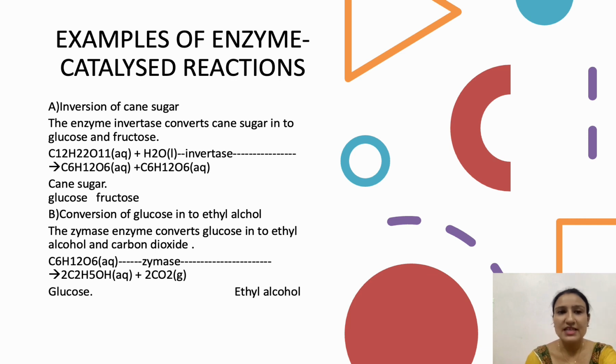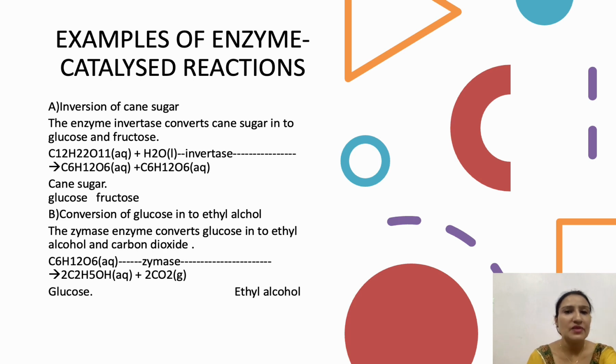Examples of enzyme catalyzed reactions. First example is inversion of cane sugar. As you see in the picture, in the reaction, the enzyme invertase converts cane sugar into glucose and fructose. The enzyme is invertase. Second reaction is conversion of glucose into ethyl alcohol. Here, the zymase enzyme converts glucose into ethyl alcohol and carbon dioxide. We discussed two reactions here, inversion of cane sugar with the enzyme invertase and conversion of glucose into ethyl alcohol with the enzyme zymase.